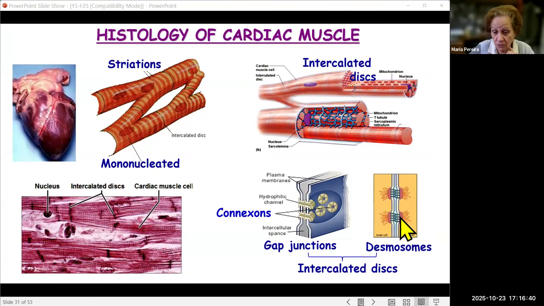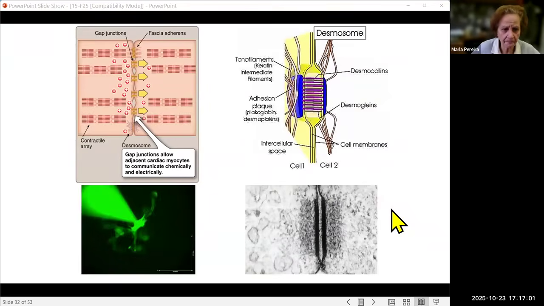The desmosomes are made up of proteins that allow the cardiomyocytes to be attached to each other. You can think about them like Velcro, right? So they link the cardiomyocytes to each other in this very strong manner. So here you see the effect of the gap junctions, and you'll see why these are important.